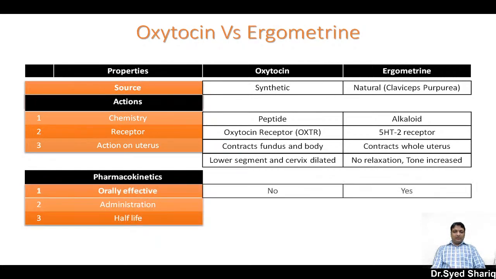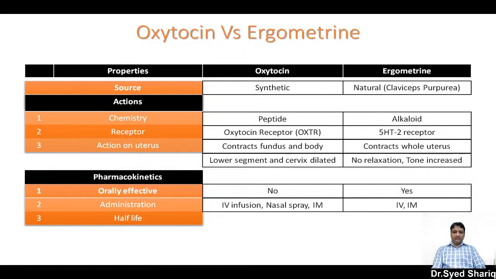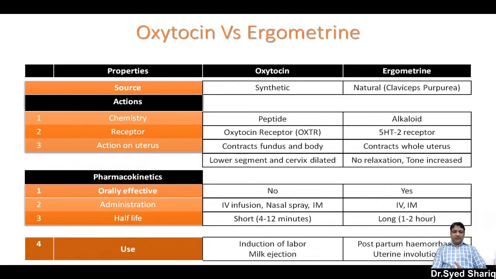Now, oxytocin is not orally effective, while ergometrine is orally effective. It can be given as IV or IM, as compared to IV infusion of oxytocin. The half-life is quite long, that is 1 to 2 hours for ergometrine, and it's quite short for oxytocin, which is around 4 to 12 minutes. Main uses: as you can see from the properties of both the drugs, oxytocin is basically used for induction of labor.